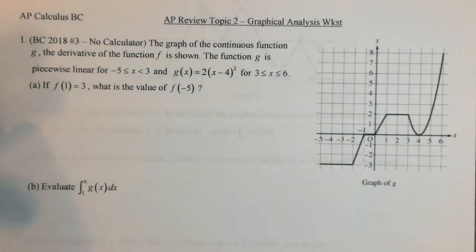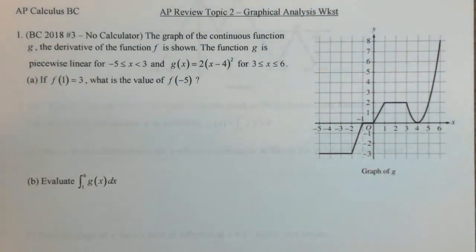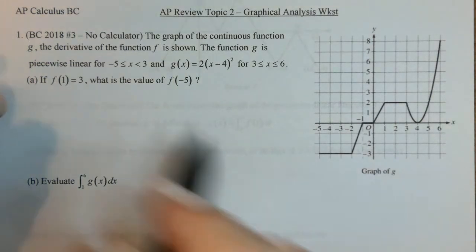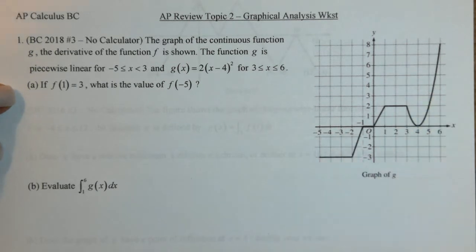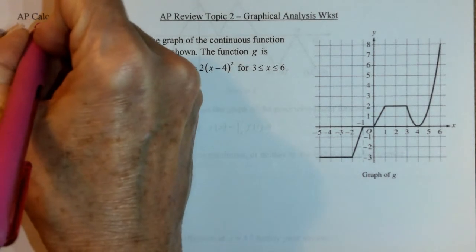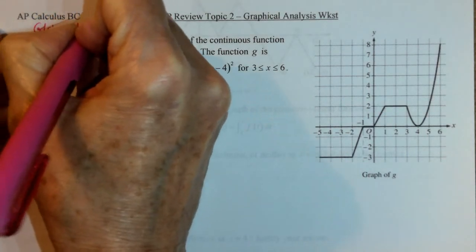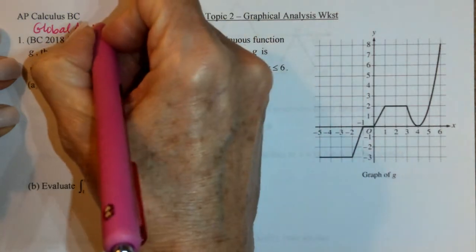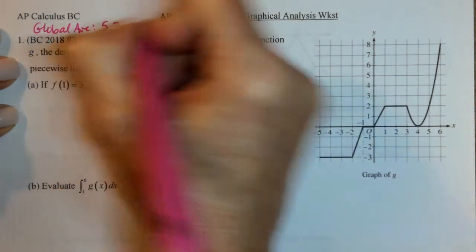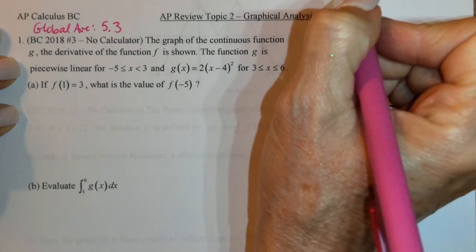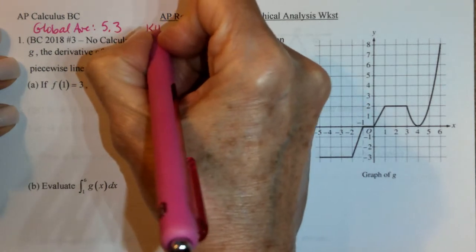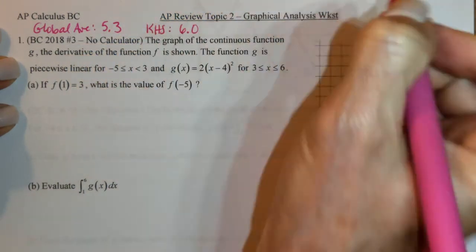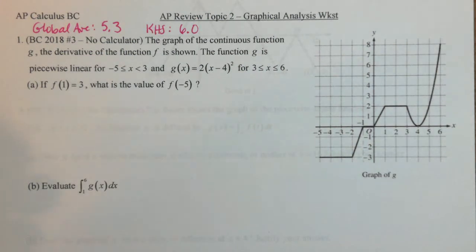Now let's go and take a look at a problem. So I'm going to start with the problem from 2018. This was number 3, no calculator. And by the way, in 2018, the global point average, out of the 9 possible points, was a 5.3. It's pretty high for one of these problems. Well, for any FRQ problem, that's pretty high. The KHS average was a 6.0, so a little bit higher.